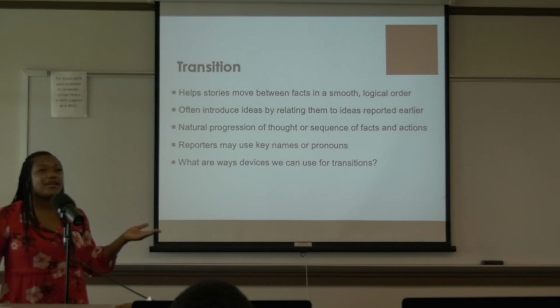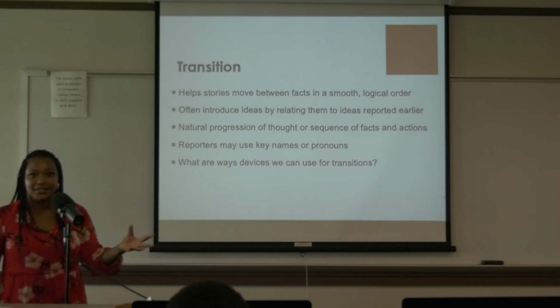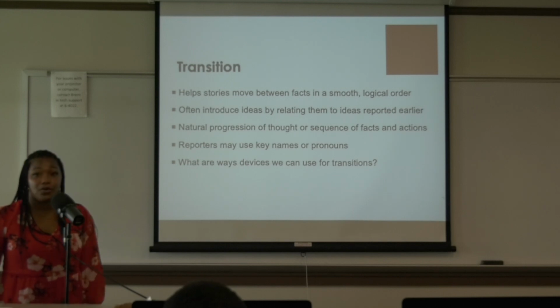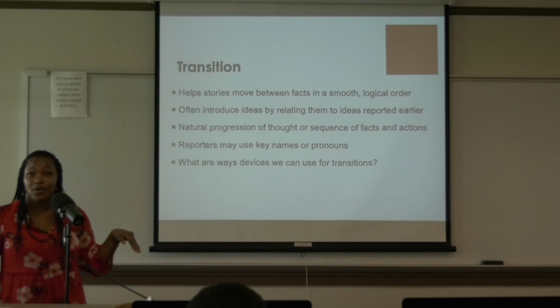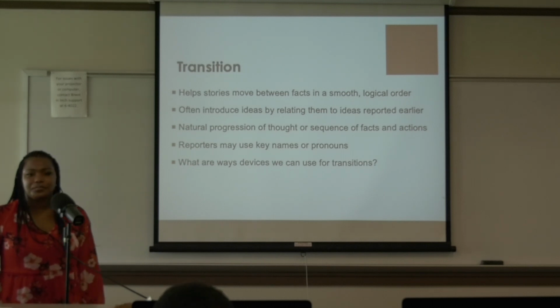What are some other transitions that you can use? What other transitional devices can you use besides key names and pronouns? Like in the beginning, I may say, John did this, but in the next paragraph, I may say, the Mississippi native did that. I'm referring to John as the Mississippi native, right? I'm using that as a pronoun to talk about him, right? But what are other devices that we can use?